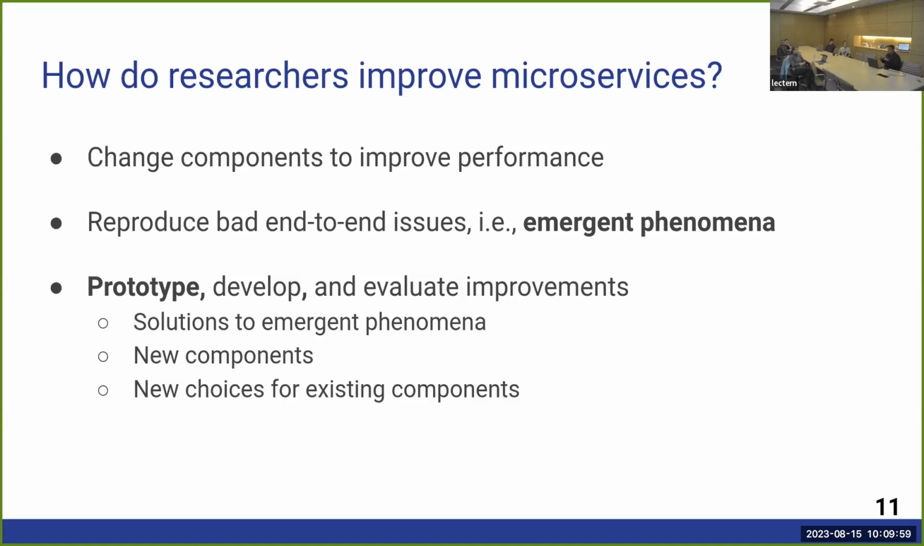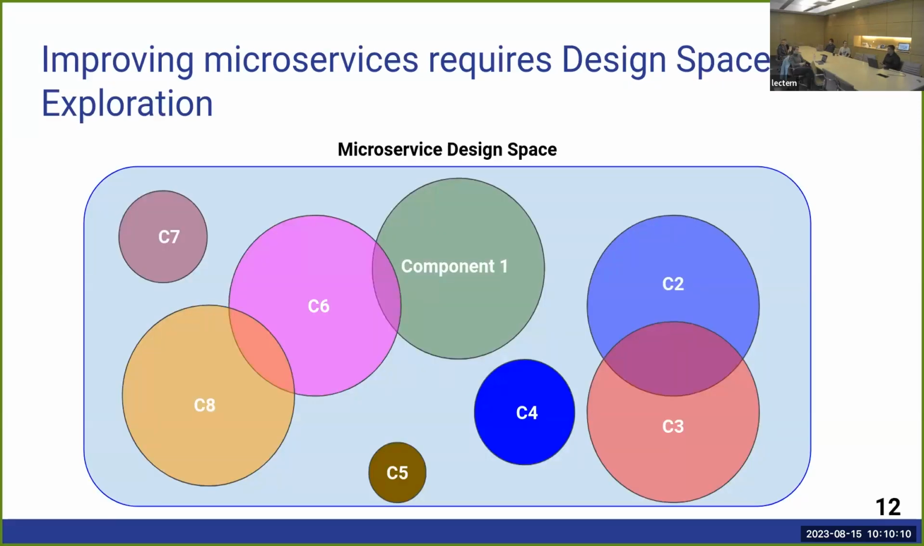So now that we have talked about the ways you can improve microservices or combat some of the performance issues, I would posit that all of these improving tasks really require design space exploration. If you imagine the microservice design space where each circle represents a specific component, and whether an application has that component or not, then to perform any of these tasks, an application would have to be moved from one component to another. And that's what we call exploration.